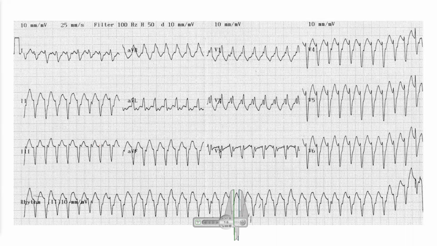And there are times wherein the rhythm is going to be confusing. So how many of you, let's have a vote. How many of you think that this is ventricular tachycardia? How many of you think this is ventricular tachycardia? All right, good, good, good. All right. Thank you. How many think this is supraventricular tachycardia?